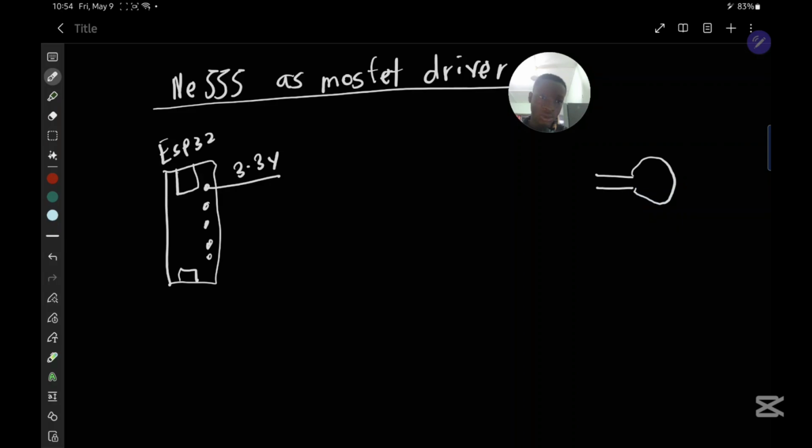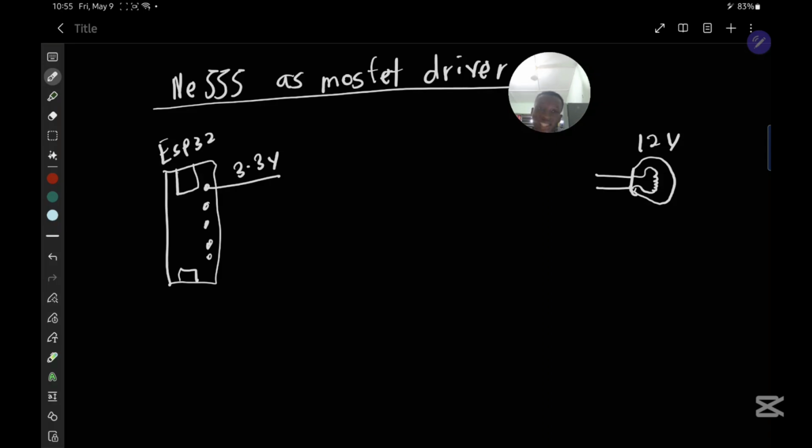Pardon me if my bulb doesn't look quite nice. And yep, this bulb is rated 12 volts. 3.3 volts logic can never drive this 12 volts. Now the ESP32 is able to switch on small loads like those 1 volt to 2 volts to 3 volts LEDs, those very tiny ones. It can switch them on normally and not have any problem. But for a 12 volts bulb like this, the ESP32 is not capable of doing that.